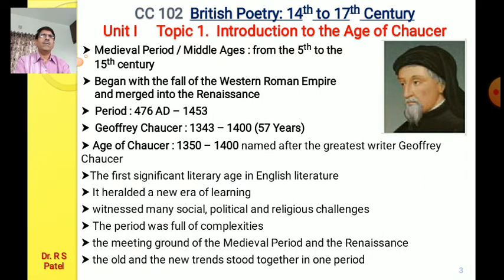And we must remember that literature produced during any period is the representation of what is going on in the society. Literature is the presentation of life. Literature is the presentation of the things that are going on in the society. So the literature produced during this Age of Chaucer is the mirror reflecting the events and incidents that took place during this period. It heralded a new era of learning.